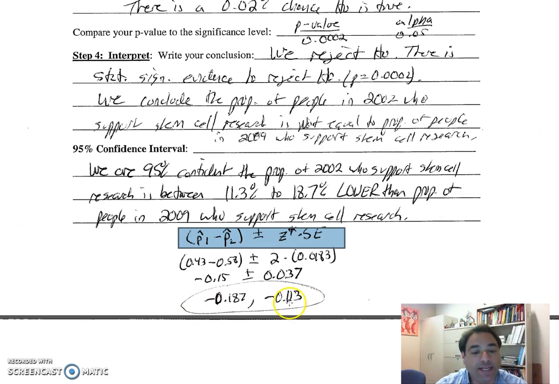So in this case, they're both negative, so we say we are 95% confident the proportion of people in 2002 who support stem cell research is between, notice I didn't put negative, I'm interpreting the negative, 11.3% to 18.7% lower. We're interpreting what the negative means. So 2002 is lower by 11.3 to 18.7% than the proportion of people in 2009 who support stem cell research. So 2002 is lower. Again, if these were both positive, 2002 would be higher. If one was negative, one was positive, we'd say it could be lower, it could be higher. And then I could say it would be the opposite of not equal to.